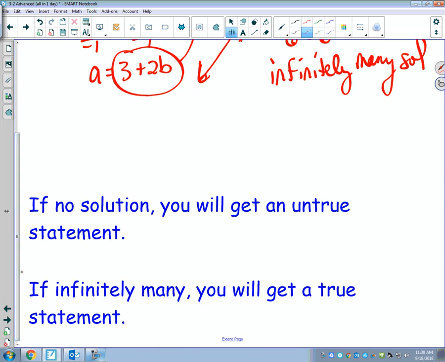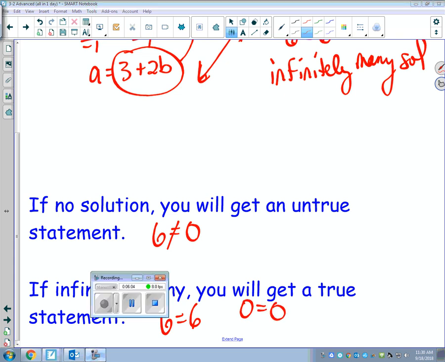So just a reminder, if it's no solution, if it's parallel, you're going to end up with something that's not true, like 6 equals 0. That's never true, so that would be no solution. But if it's the same line, you'll get a true statement like 6 equals 6 or 0 equals 0. So that's how you can tell if it's a special case without graphing it.